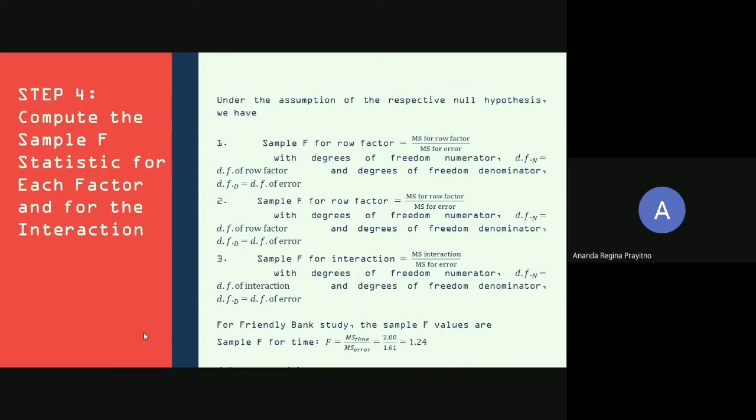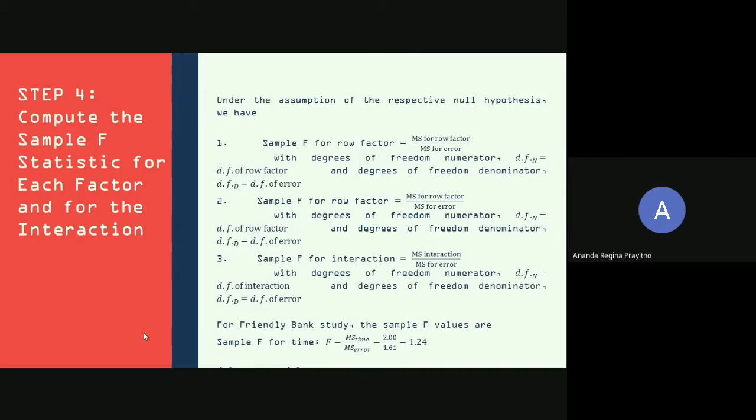2. Sample F for column factor equals MS for column factor divided by MS for error, with degrees of freedom numerator dfn equal to df of column factor and degrees of freedom denominator dfd equal to df of error. 3. Sample F for interaction equals MS interaction divided by MS for error, with degrees of freedom numerator dfn equal to df of interaction and degrees of freedom denominator dfd equal to df of error.